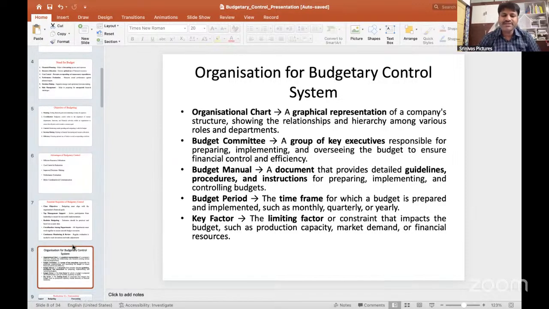And key factors. The limiting factors or constraints that impact the budget, such as production capacity, market demand, and financial resources. So for the organizational budget control system, these are all the factors they are going to consider.